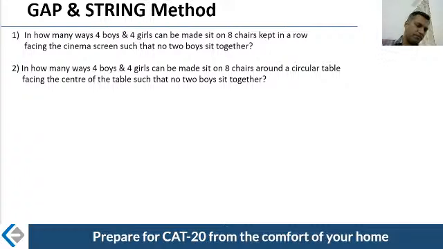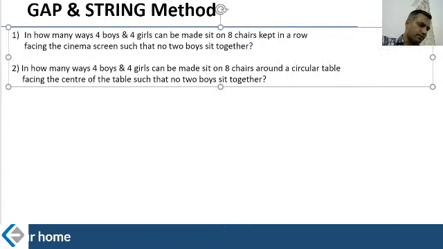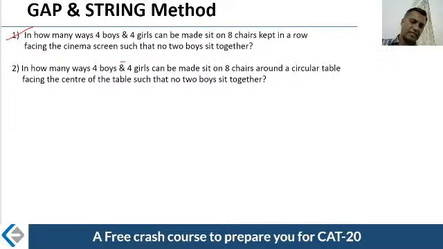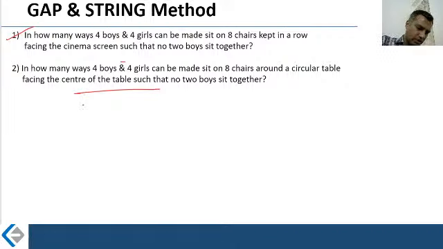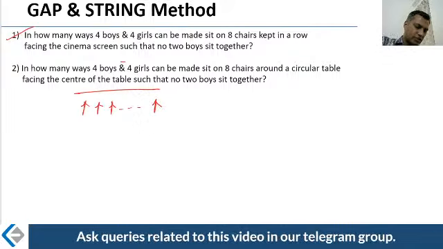First one, 4 boys and 4 girls. In how many ways can 4 boys and 4 girls be made to sit on 8 chairs kept in a row facing the cinema screen such that no 2 boys sit together? Here is the screen, guys. There are 8 chairs kept here, all facing this screen.